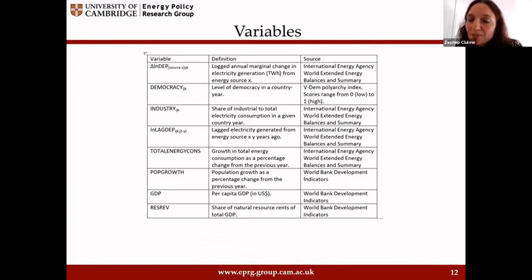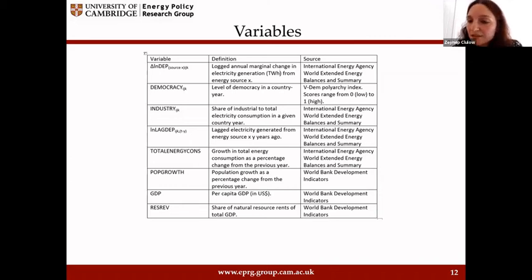This is a summary of our coding strategy and all the variables that we included. Our dependent variable is logged annual marginal change in electricity generation from each energy source, and we refer to the IEA's World Extended Energy Balances and Summary Report from last year for this data. For democracy, we referred to three different democracy databases, which are used quite frequently in democracy research in the political science field. We worked mainly with the BDEM data and also with the Freedom House data. This is an index value which ranges from zero, very undemocratic, to one, very democratic. And for industry, we use the share of industrial to total electricity consumption in a given country year, again from the IEA data.